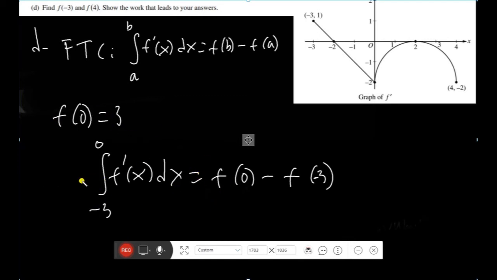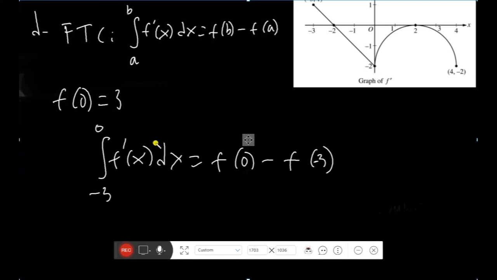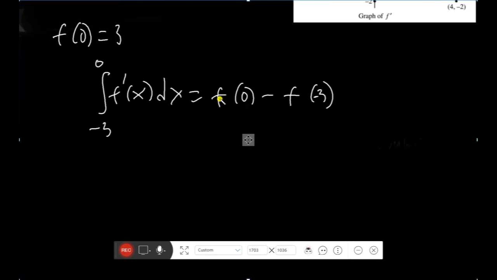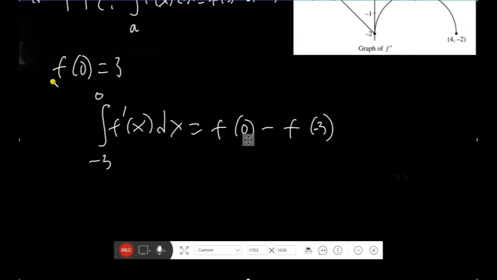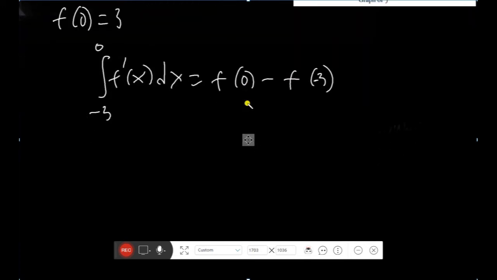And we can figure out this integral. We just have to take some areas with triangles and stuff there. So that'll allow us to solve for f of -3, right? The reason we used 0 here and not 1, for example, is because we know what the value of f of 0 is. If we chose 1, we wouldn't know what f of 1 is, so we wouldn't be able to solve that. Okay, so let's solve this for f of -3 real quick.